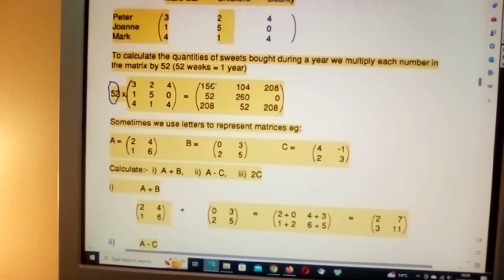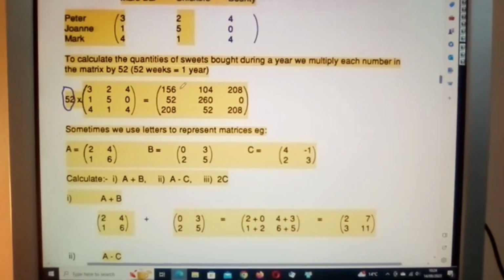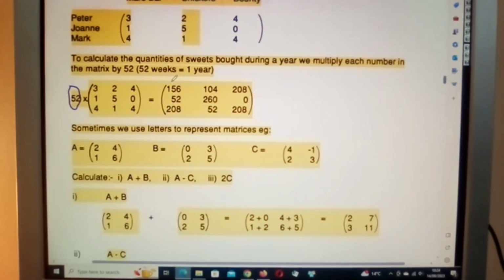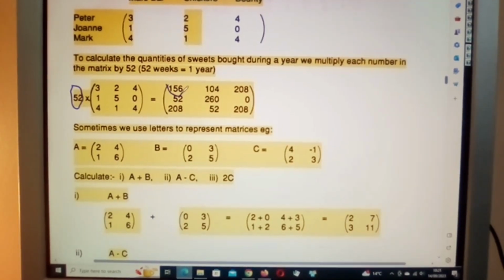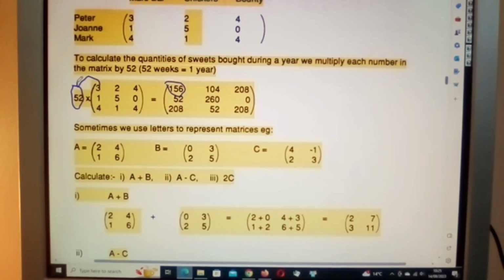We've now also shown here that when we do that, this is the result we then get. And we know that result is correct because when we times this number by that, it gives us 156. So when we times 3 by 52, it gives us 156, and that's what you need to be doing for the rest of it.